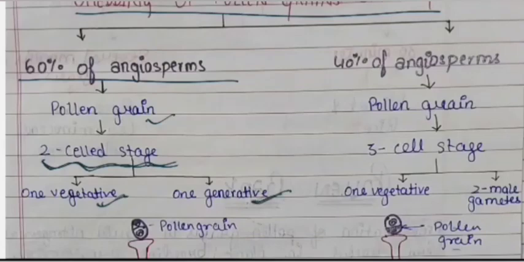Now in the other 40% of angiosperms, the pollen grain sheds at the three-celled stage, that is, one vegetative cell and two male gametes. Okay.